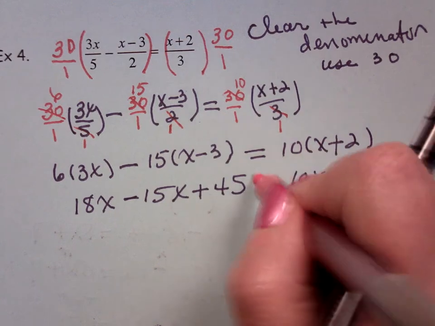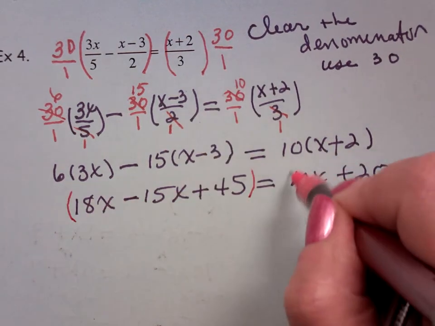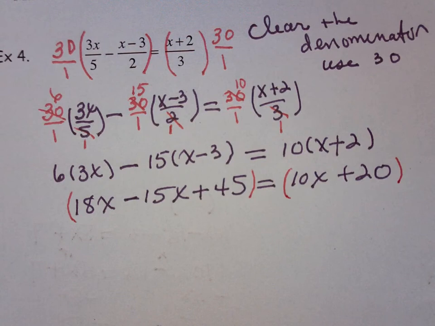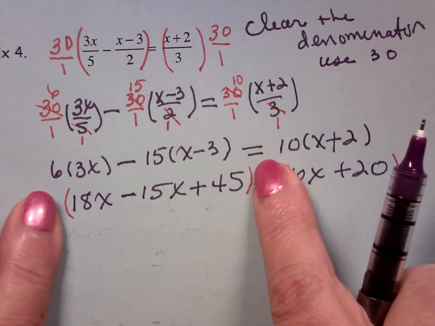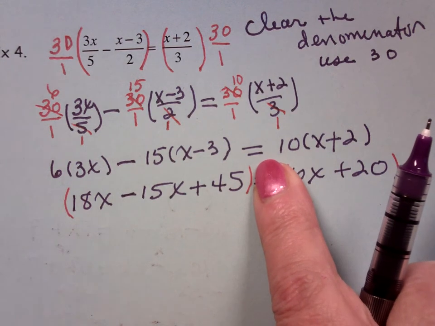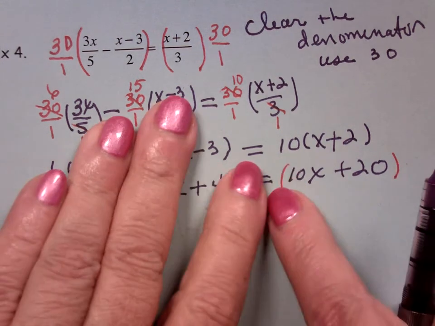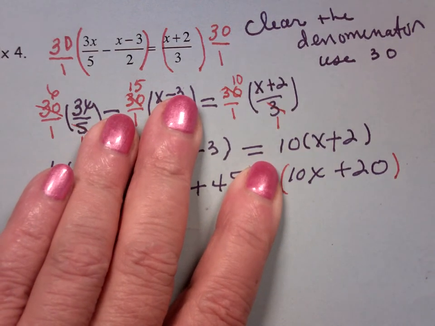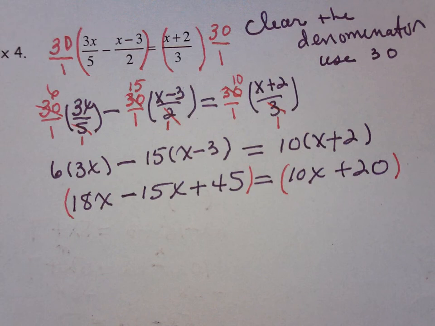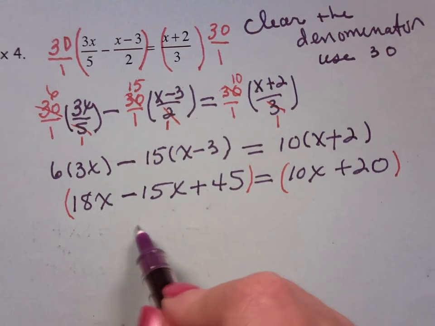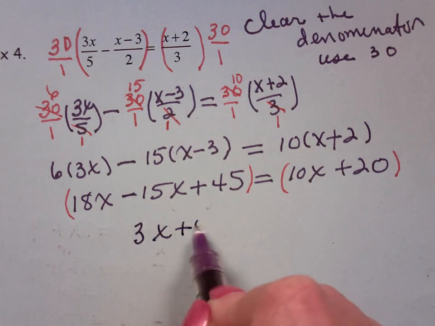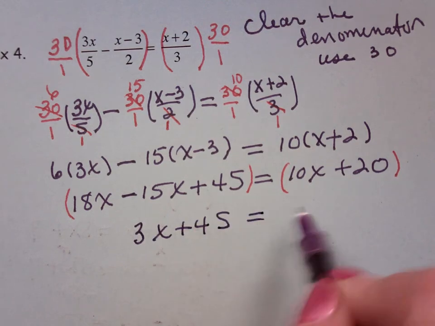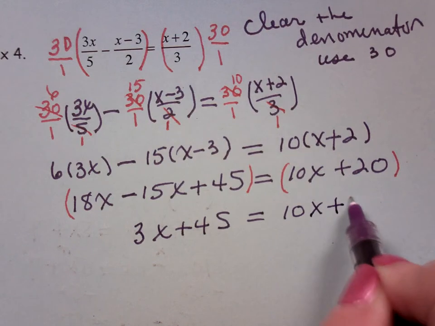Now remember, these are two groupings. I'm not moving things, I'm not changing signs, I'm just taking the left-hand side, which is an expression, combining like terms, cleaning it up. There's the equal sign, taking the right-hand side, which is an expression, cleaning that one up, and then I'll have it in a position where I could solve the equation. So this becomes 3x plus 45 equals 10x plus 20.